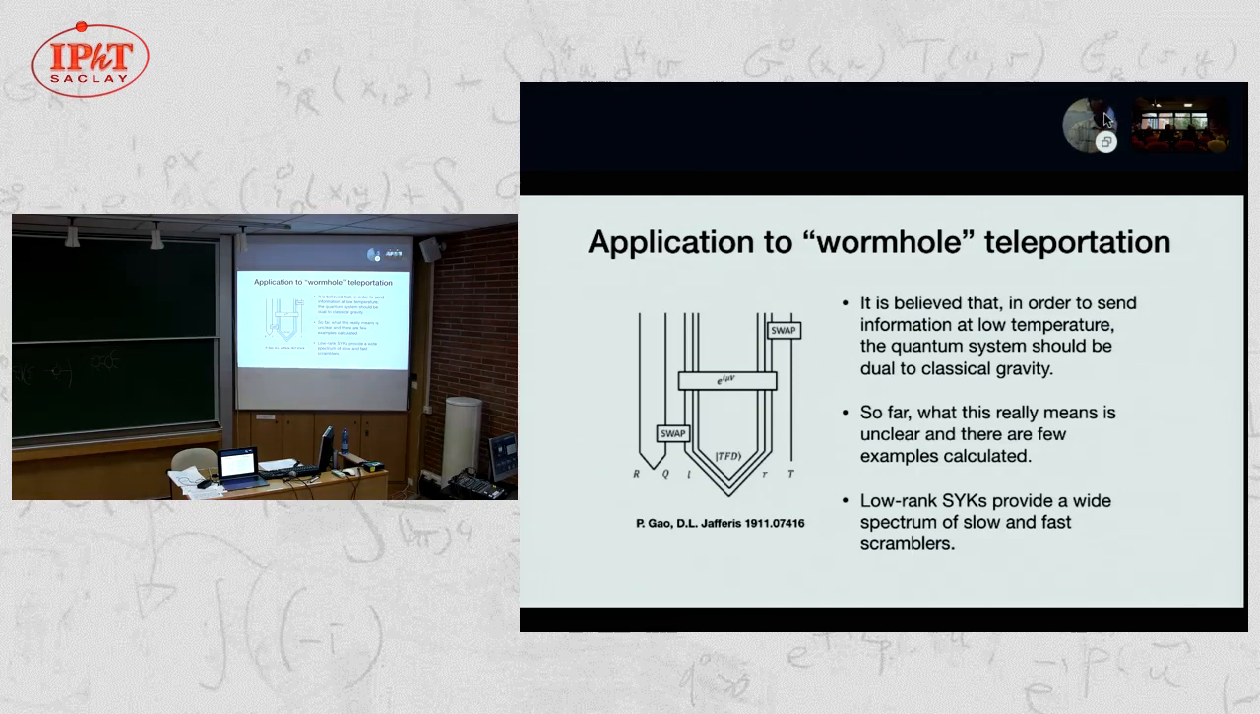Otherwise, the thermal field double will be basically disentangled, and you won't be able to do anything significant. So now what low rank SYK can do is that it can provide an interpolation of slow and fast scramblers.